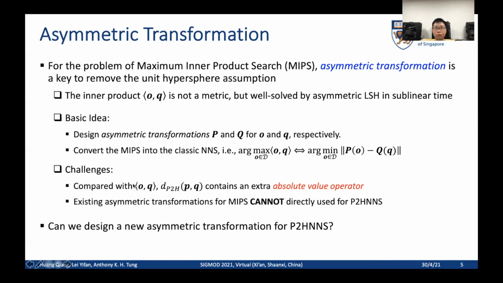However, compared with the inner product, the point-to-hyperplane distance contains an absolute value operator. So existing asymmetric transformations for maximum inner product search cannot be directly used for point-to-hyperplane NN search. So an interesting question is: can we design a new asymmetric transformation for the point-to-hyperplane NN search problem?